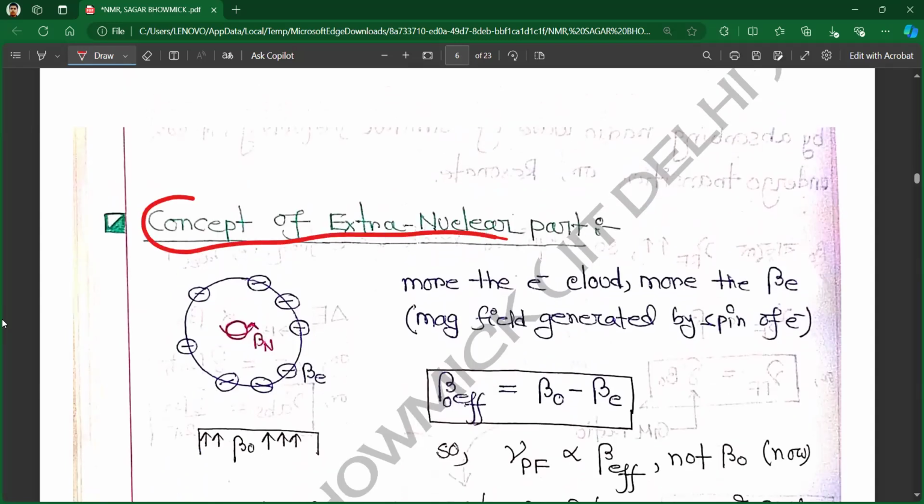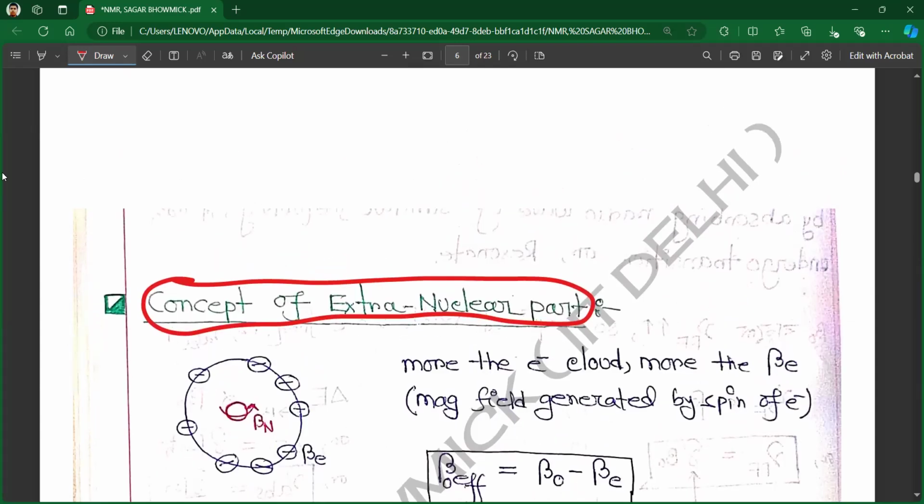Now, the concept of extra nuclear part. Apparently it seems that it is a phenomenon of the nucleus only, with no role of the extra nuclear part. Extra nuclear part means electrons, because everything is occurring inside the nucleus. Is there any role of the extra nuclear part, that means external electrons? Let's see.